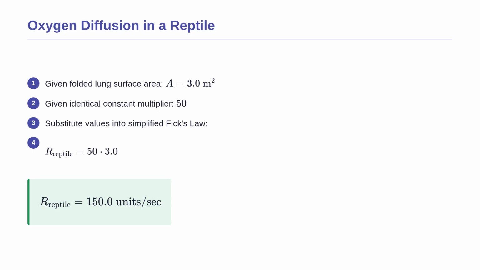We substitute the reptile's surface area of 3.0 into the equation. Multiplying 50 by 3.0 gives us 150 units of oxygen per second. This is 30 times greater than the amphibian. This massive mathematical increase in oxygen delivery allows reptiles and mammals to grow to enormous sizes and run fast.